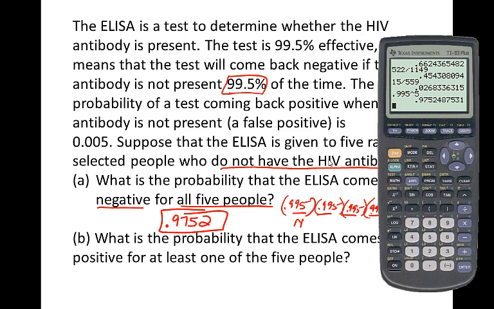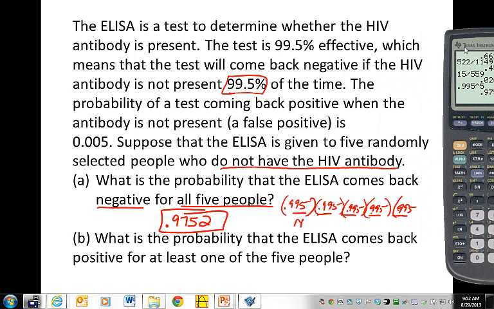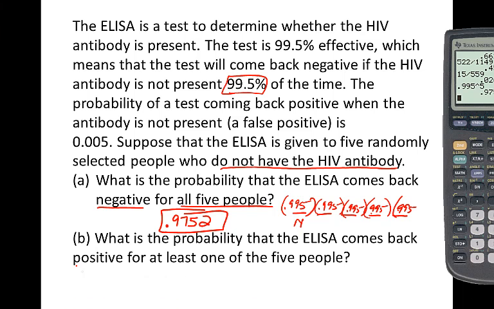Okay. What is the probability that the test comes back positive for at least one person? So remember, at least one, you can kick in your head that it's 1 minus the probability that it comes back negative. Remember, it's 1 minus the opposite of this, so it comes back negative on everybody. So we just found that out, right? So it's 1 minus 0.9752, which is 0.024.